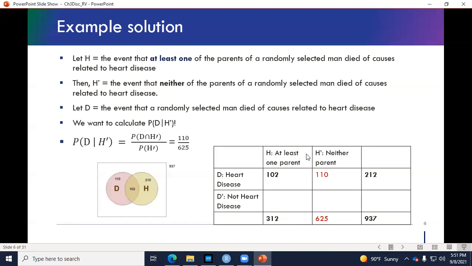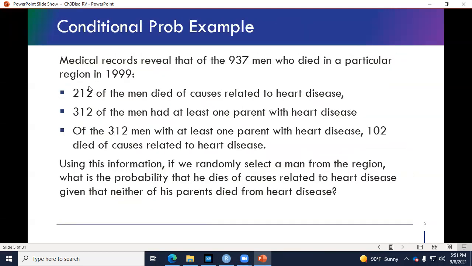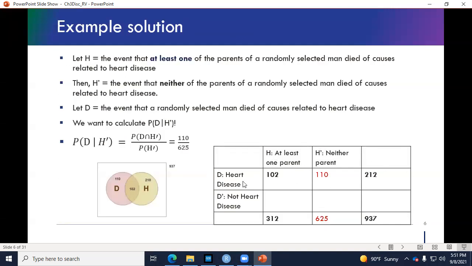And you want to put the numbers listed here into those cells. See which one corresponds to which. The lower right corner is always the total of your sample. So that's 937. This should be the first number you write on this table.